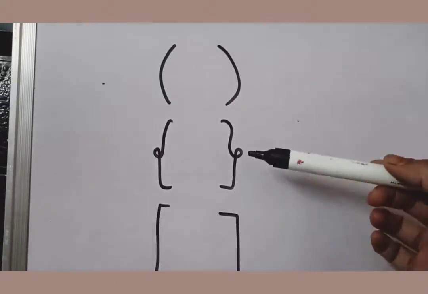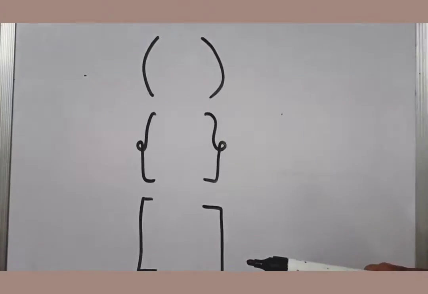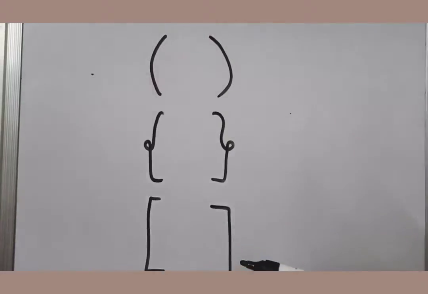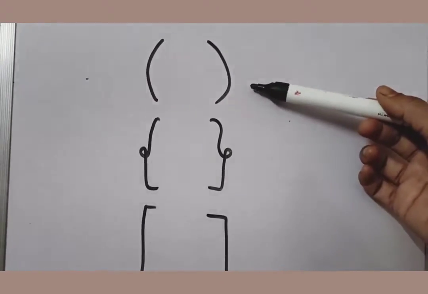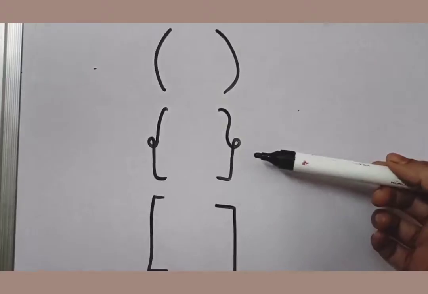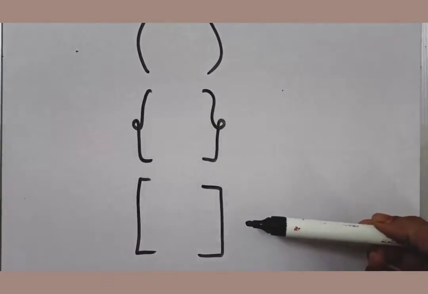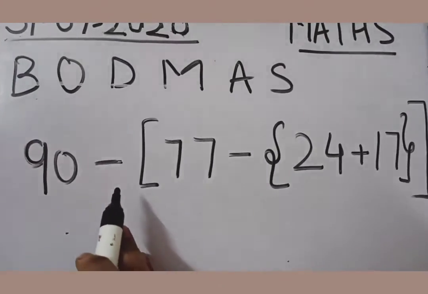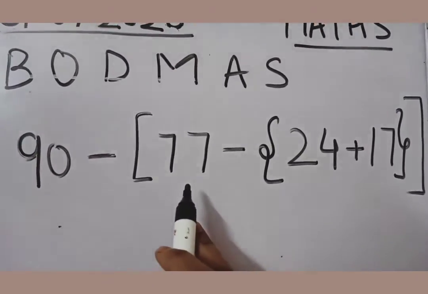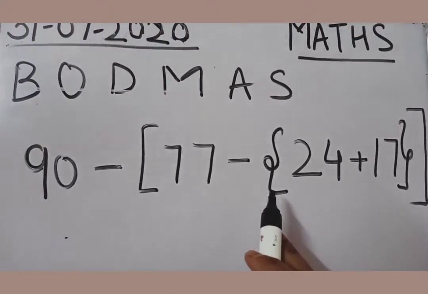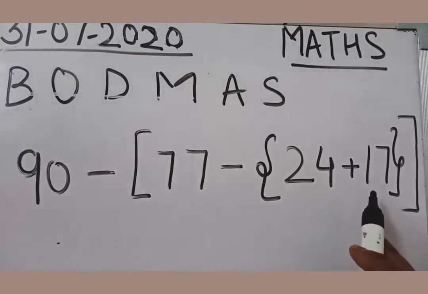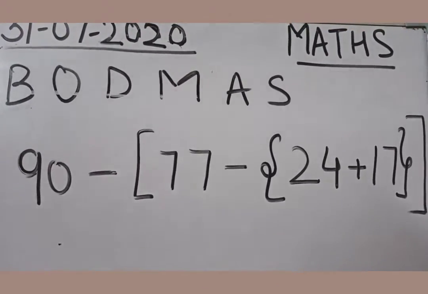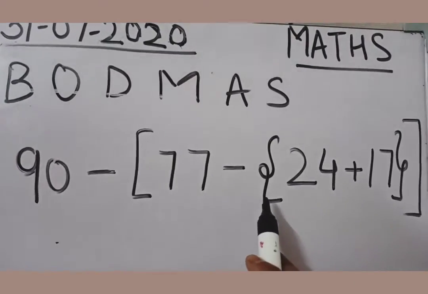You can see that round bracket, double bracket or curly bracket and square bracket. The sequence in which I have written these brackets, we usually solve the questions according to this sequence only. It means first I will solve the round bracket, then the curly bracket and last will be the square bracket. This is a question in which 90 minus, then square bracket 77 minus, then curly bracket 24 plus 17, curly bracket close and square bracket close. So since we don't have a round bracket here, we will start from this curly bracket.